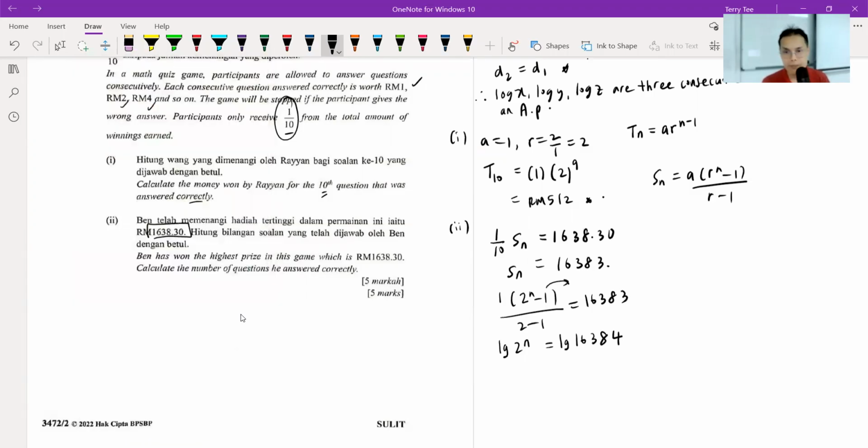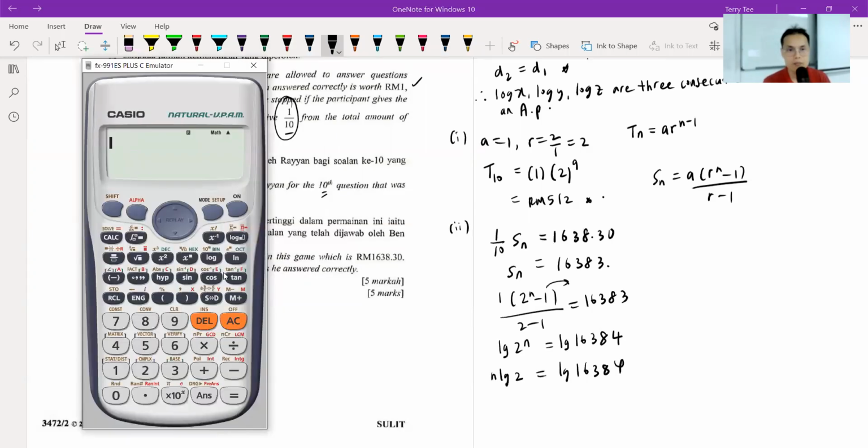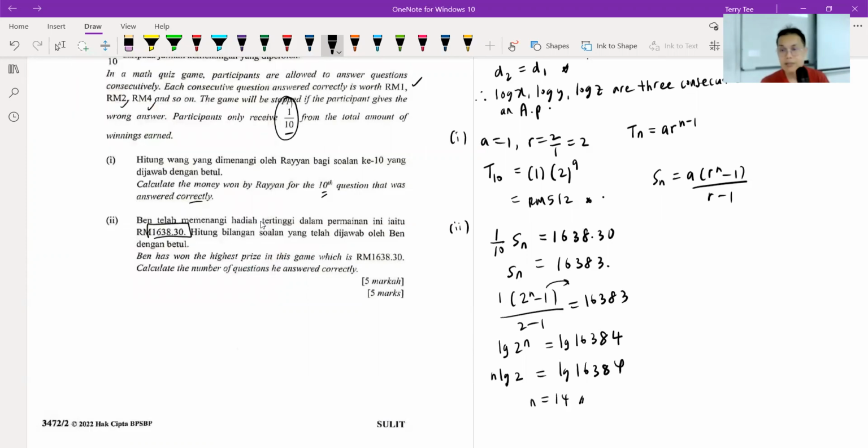Introduce log on both sides. Bring the power n down, right? Now we just use your calculator to divide this. So log 16384, you divide by log 2. And your answer is 14. Yeah. n is then just 14.